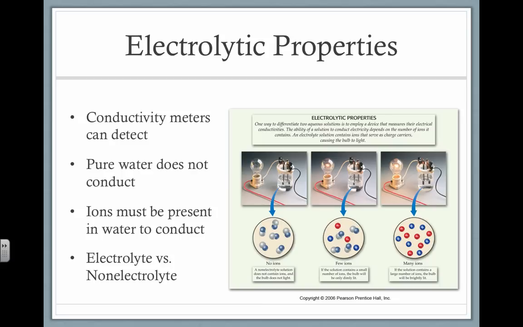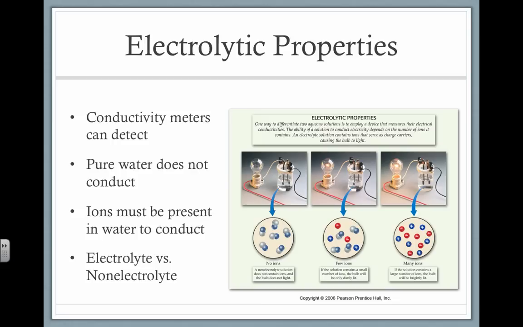We can use conductivity meters, which are essentially electrodes, and you can see them in the figure on the right. We can run electricity through the wires, and if it has the ability to conduct electricity, the electricity will travel through the solution, completing the circuit and lighting up the bulb. We don't always have to use light. We can always use voltmeters and other things if we want to be a little bit more specific. One thing to keep in mind is that pure water does not conduct electricity.